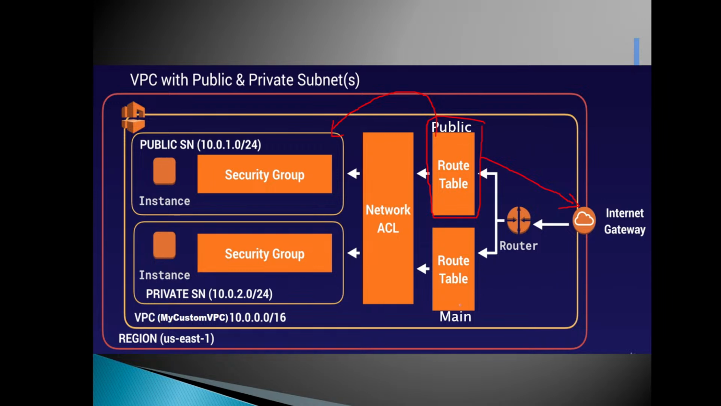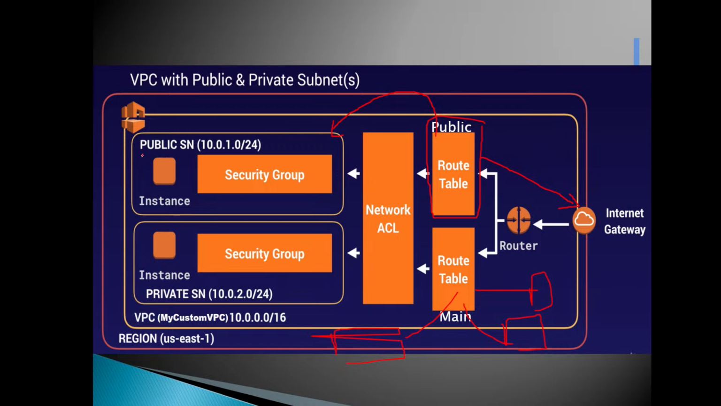We didn't attach the main route table to the internet. Never attach the main route table to the internet. Why? Because whenever a new subnet is created, it is attached to the main route table by default, and we don't want any subnet to be exposed to the internet. If you want, you should expose a subnet explicitly over the internet. By default, it should not be exposed. Everything should be private, right? Till now we have created this.